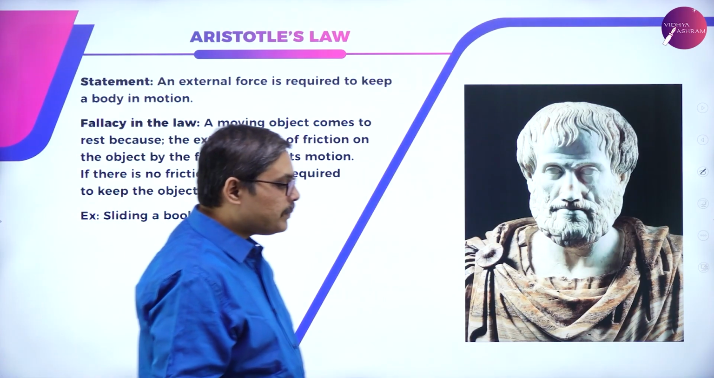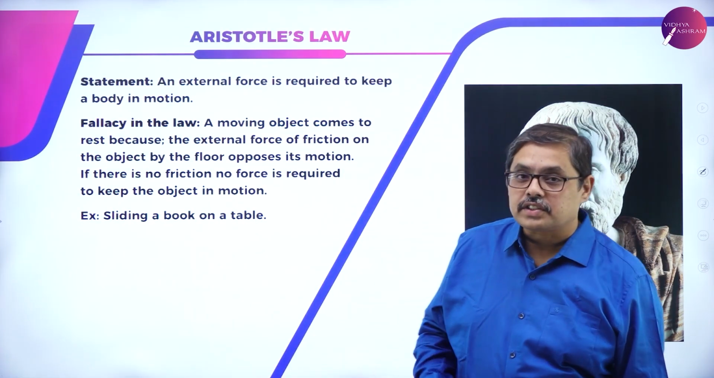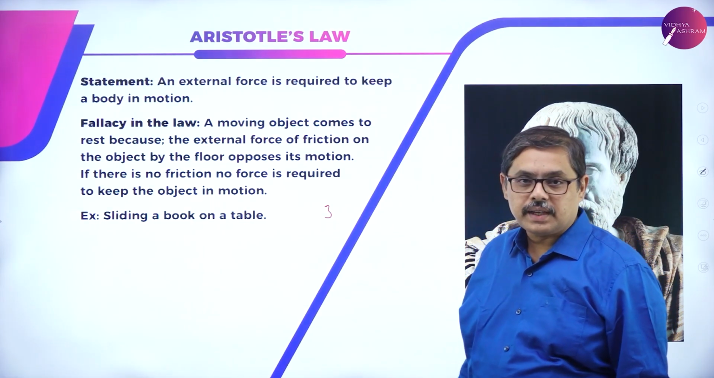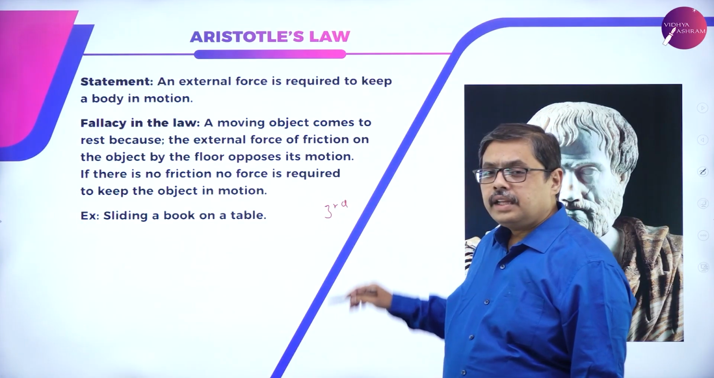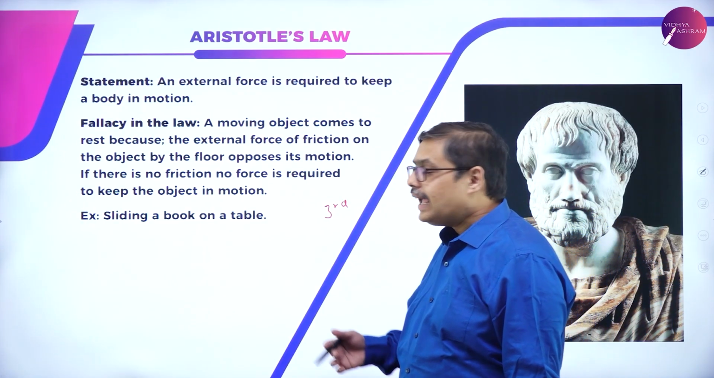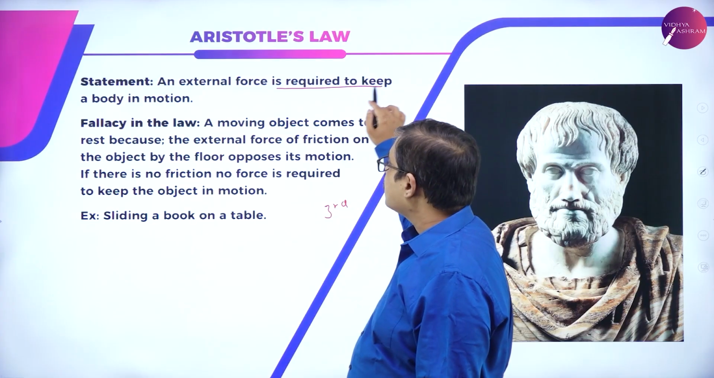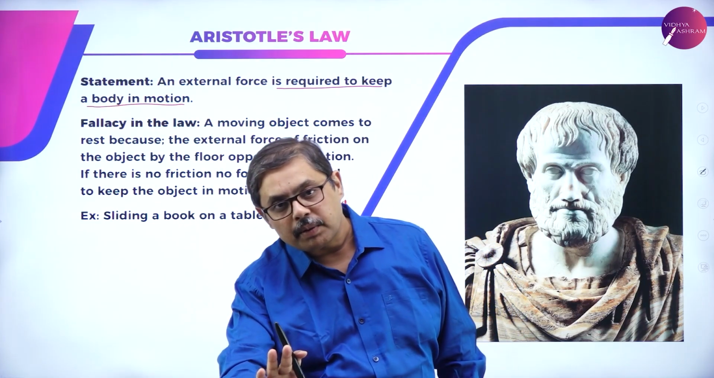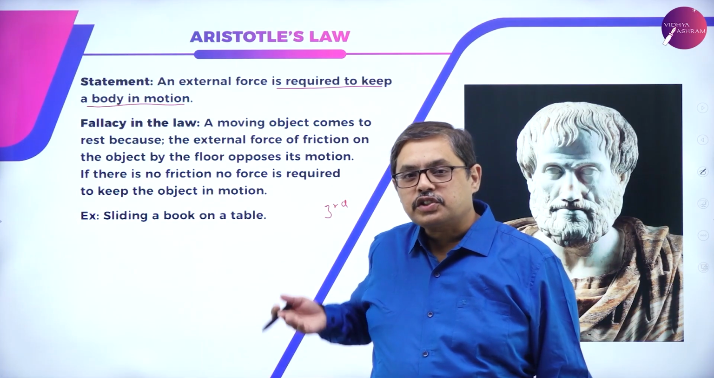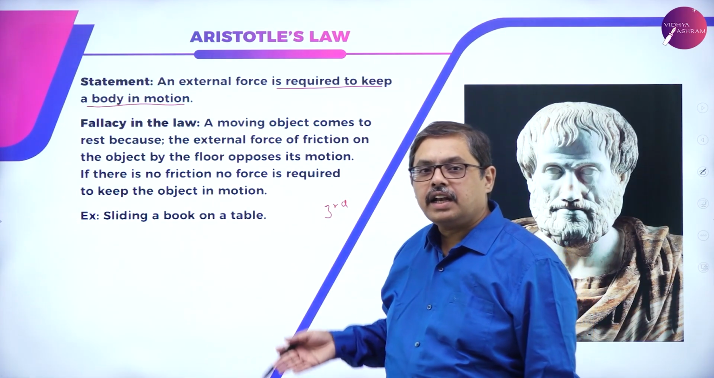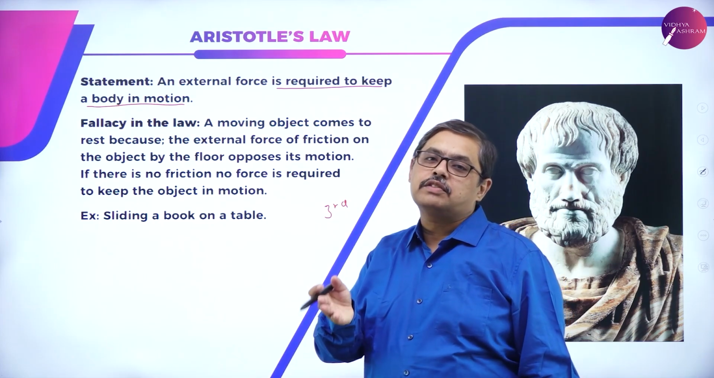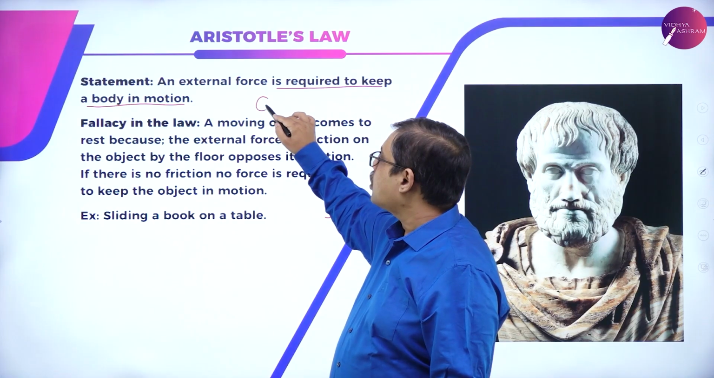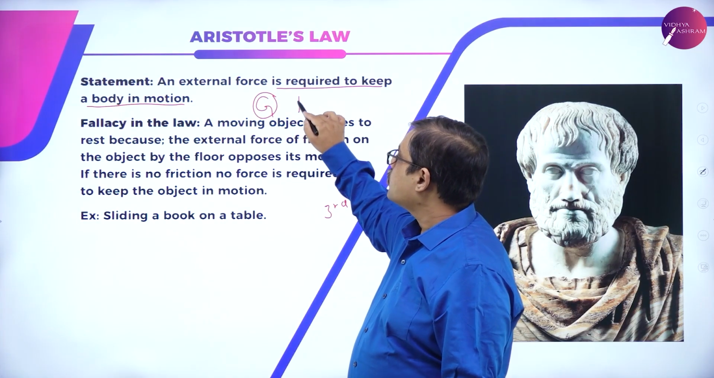Let us go ahead and check what was Aristotle's law. Please remember, Aristotle was a man who lived in the 3rd century BC. He had a statement which said that an external force is required to keep a body in motion. So you always require a force to keep a body in motion. If you just roll a ball along a ground, he felt that you should keep on rolling the ball, otherwise it will stop. This understanding was wrong because he couldn't understand what was gravitation or what was friction.